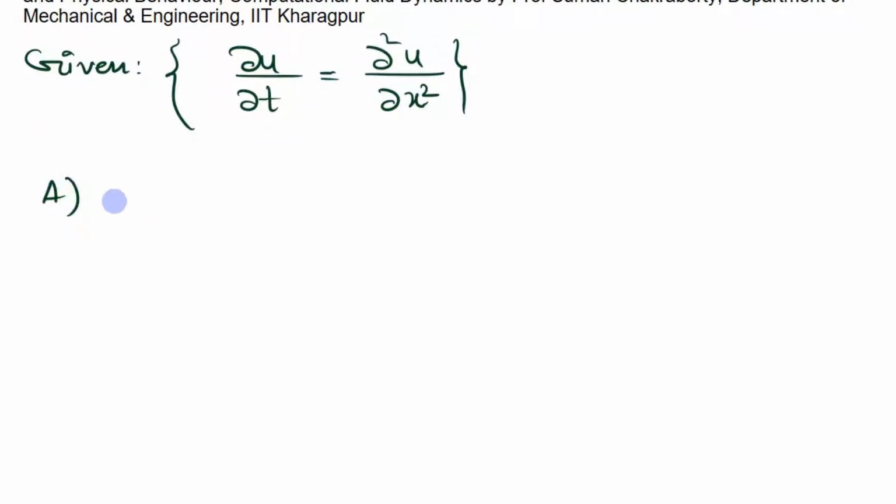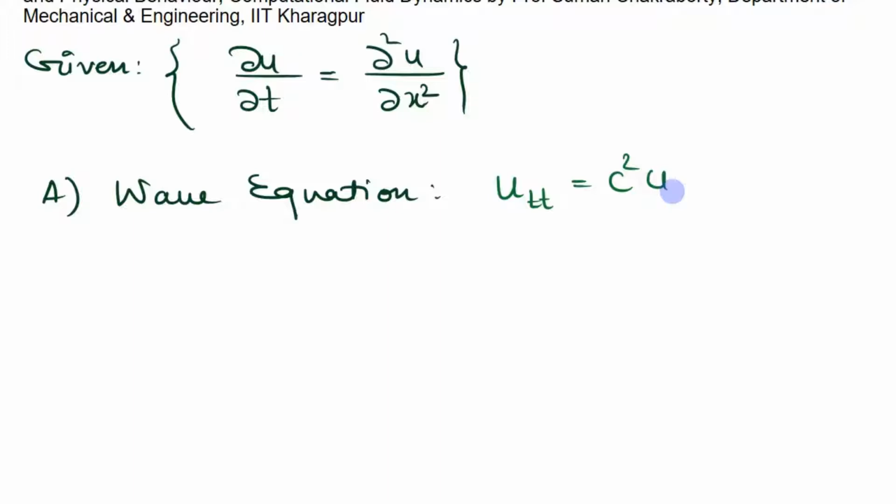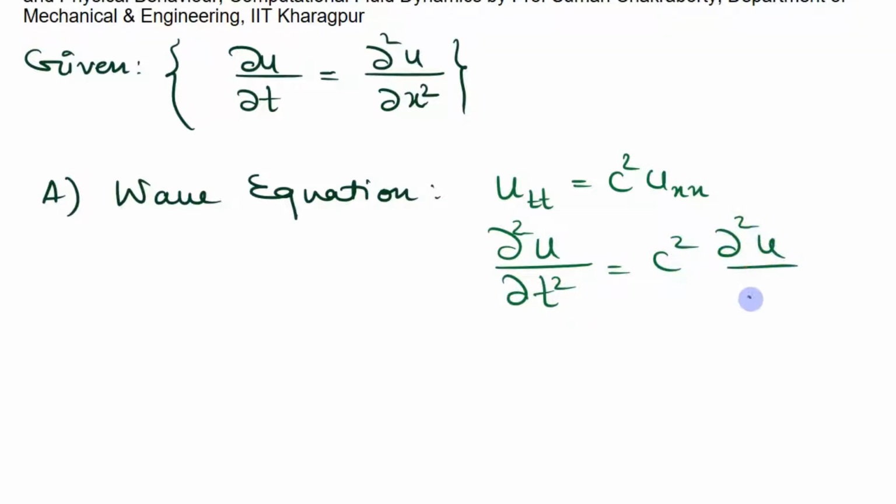Option A, wave equation. Now the wave equation is given by u_tt = c² u_xx. The meaning of this equation is ∂²u/∂t² = c² ∂²u/∂x². Now of course if we compare this equation with the given equation, this is not the wave equation. Okay, now let's check the second one, B, that is heat equation.